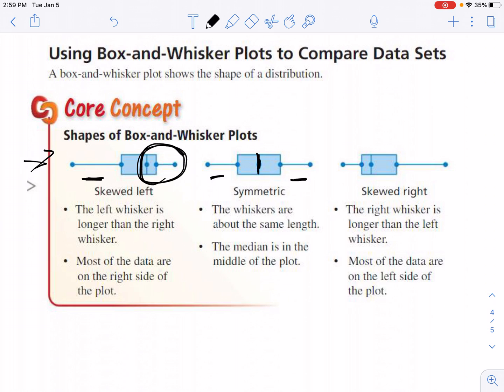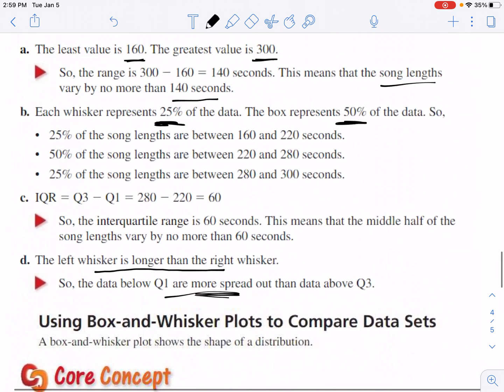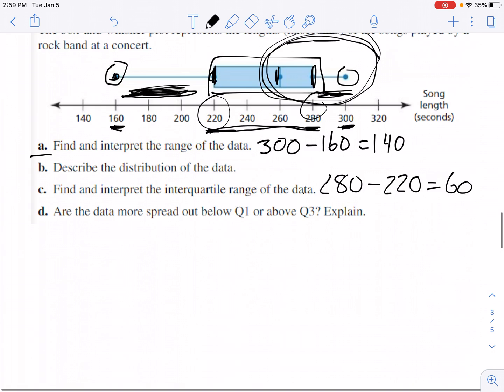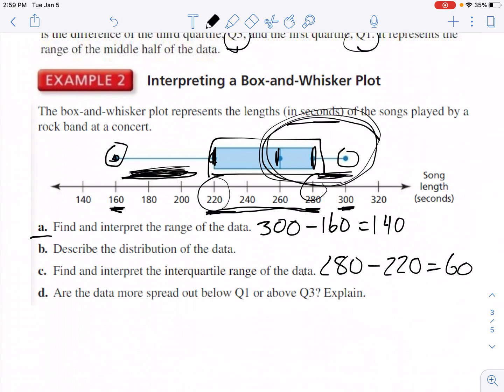Now, if it's skewed right, that means the right whisker is longer. So if the right whisker is longer, then it's skewed right, and that means most of the data is on the left side of the plot. So we have more of a concentration of data on the left side of the plot. That's how to read a box and whisker plot and understand what it's indicating. Like we said, it would be more spread out here, and then we'd have a higher concentration of data here.